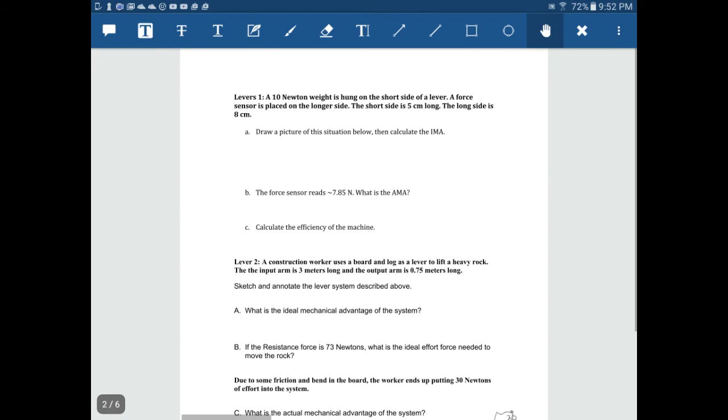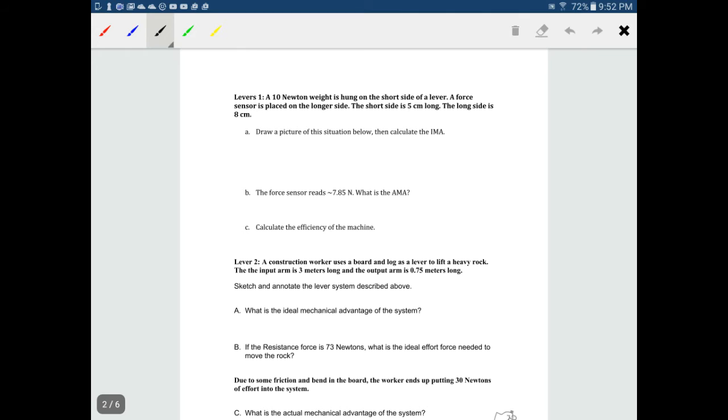Okay, onward and forward. Our first simple machine is going to be a lever. The first problem is a 10 Newton weight is hung on the short side of a lever. I'm going to note some things that are important. With blue, we'll just draw a box. It's a lever. We have a 10 Newton weight. I'm going to note that as my FR, my resistance force, because that's what I'm trying to lift. I'm trying to lift a 10 Newton weight.